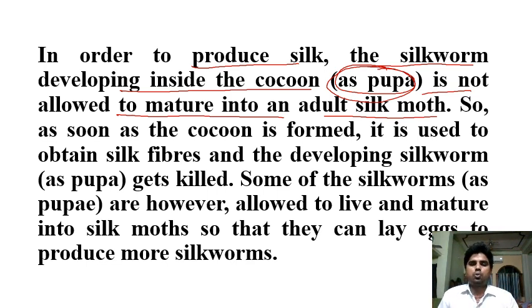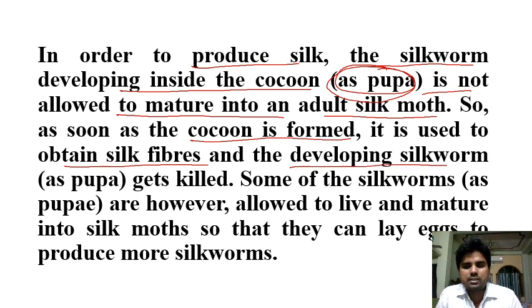As soon as the cocoon is formed, it is used to obtain silk fibers, and the developing silkworm gets killed. Now, when we obtain the maximum amount of silk fiber, what do we do? We kill the silkworm.